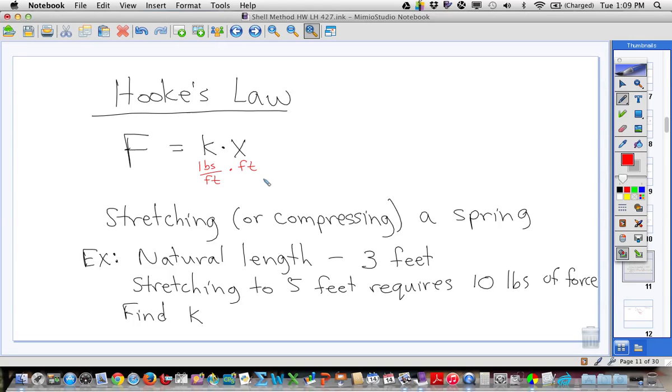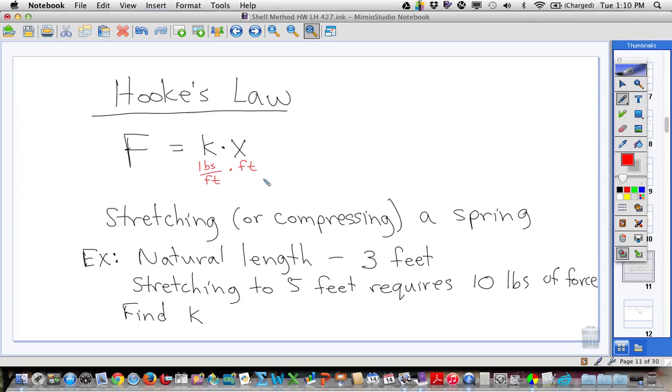All right, so here's an example. If we have a spring whose natural length is 3 feet, now we don't want to think about stretching both ends of a spring because that just complicates it. So let's imagine we've got a spring that's attached to the wall, and we're going to stretch it out from there. So this spring is going to stick out from the wall 3 feet. Great big old spring. And then we're going to stretch it out to 5 feet, and that takes 10 pounds of force to do that.